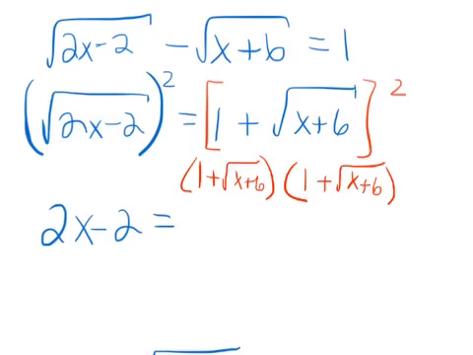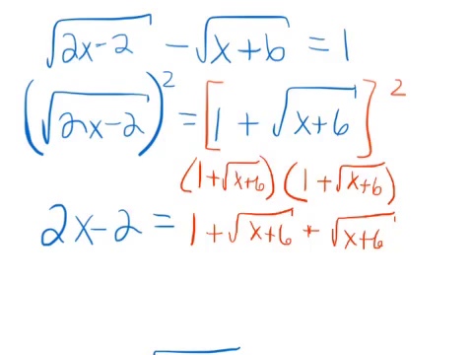So 1 times 1 from the FOIL is just 1. 1 times root x plus 6 is root x plus 6. Plus another 1 times root x plus 6 is root x plus 6. That's first, outer, inner. And then last, root x plus 6 times root x plus 6.